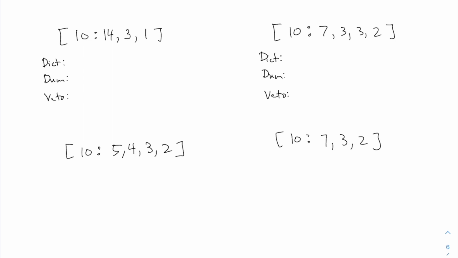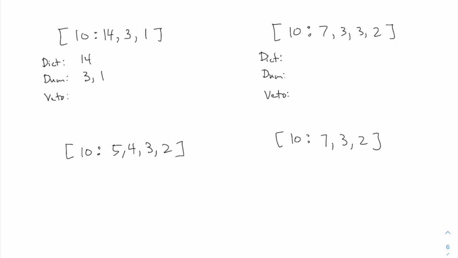All right, let's chat about these. It looks like people are doing pretty good. So the first one, I think, is the easiest one because you can tell there's a dictator here. So the 14 is a dictator in the first one. And that automatically means everybody else is a dummy. So the 3 and the 1 are dummies.